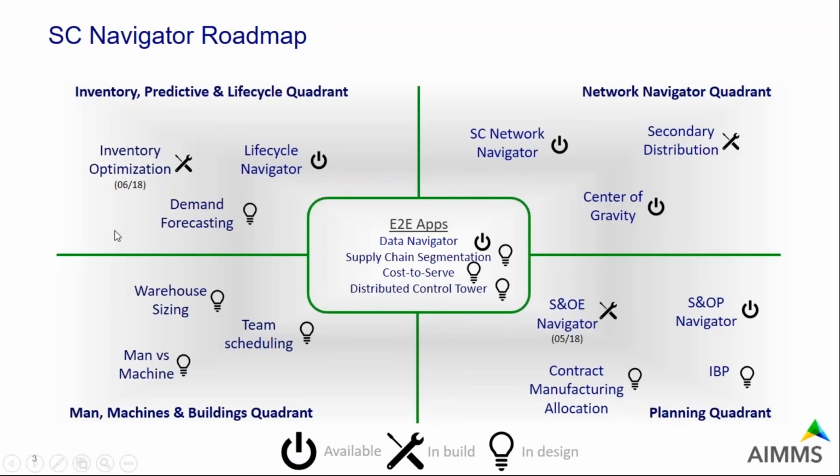The final step is to show you our roadmap. And here what you see is SC Navigator. So we were focused on S&OP, but analytics is across all of the applications that are either available now or in build or in design at the moment. So inventory optimization you see can be used in S&OP. A lifecycle navigator can be used on its own. It can also appear in S&OP, or it can be used in network optimization over here.